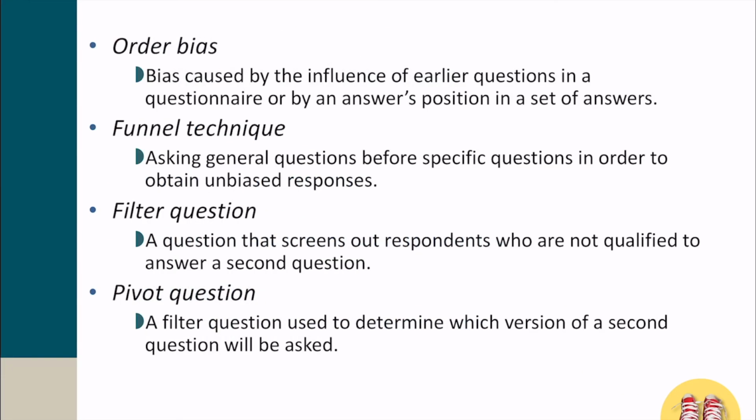Order bias. What's the best sequence? Well, order bias is the influence of earlier questions in a questionnaire on how a person will answer later questions. For instance, you may ask, do you remember the events that surrounded 911? How do you feel about the increase in radical Islam? What do you feel about terrorism in the world?